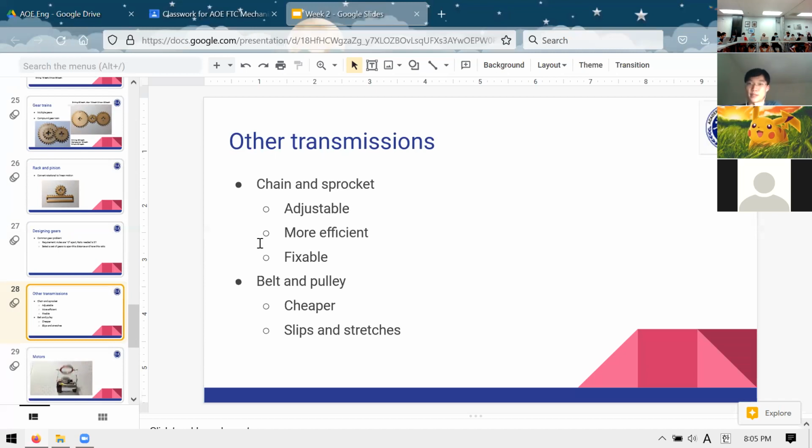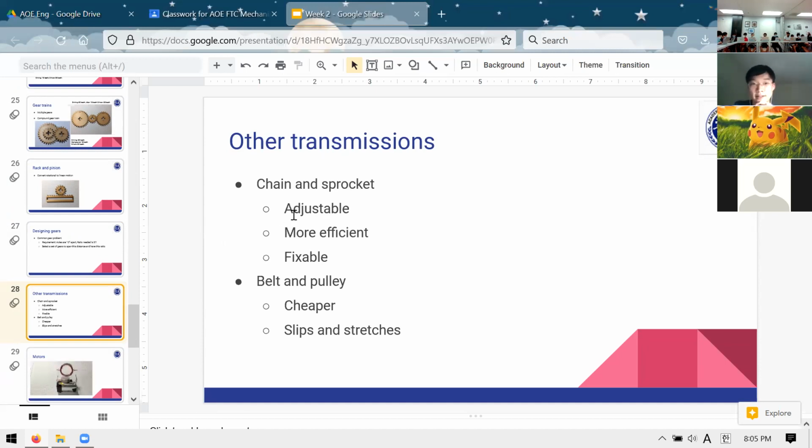I guess one that you're probably familiar with is a conveyor belt at the supermarket or the grocery store, where you're checking out and they have a belt and a pulley to move your items to the counter. So these are common transmissions and they have their advantages and disadvantages.